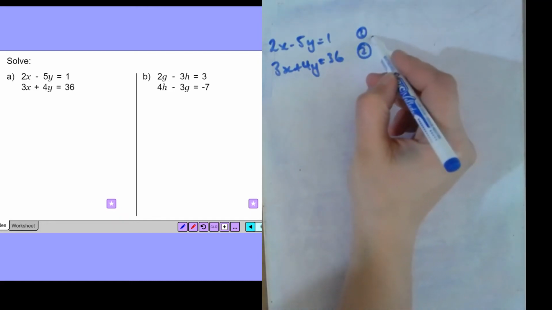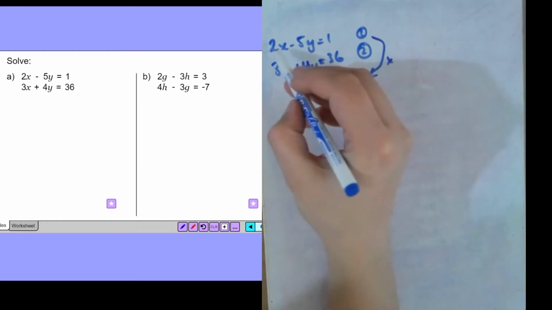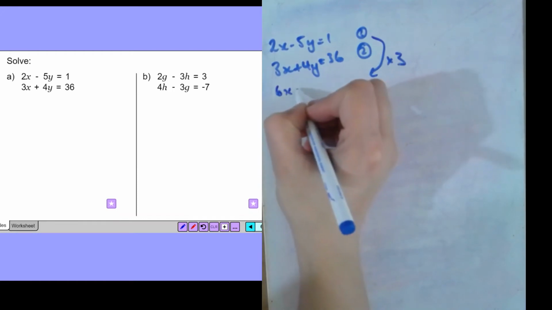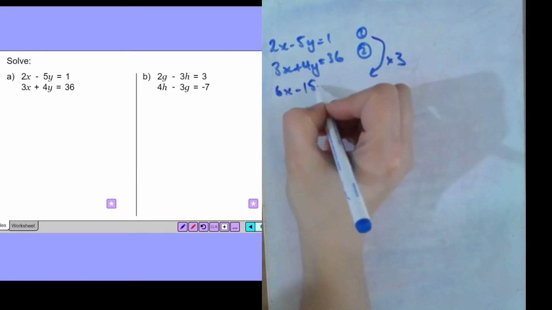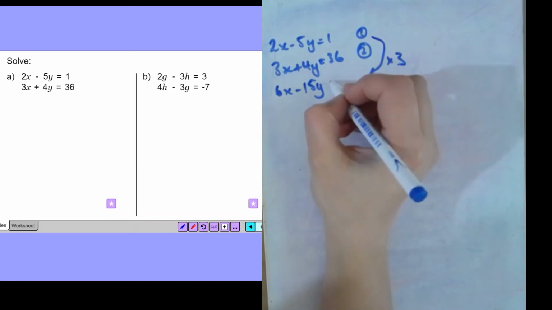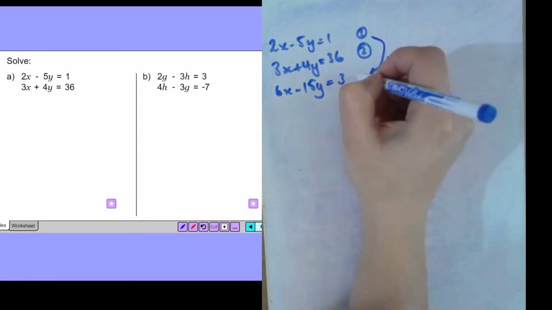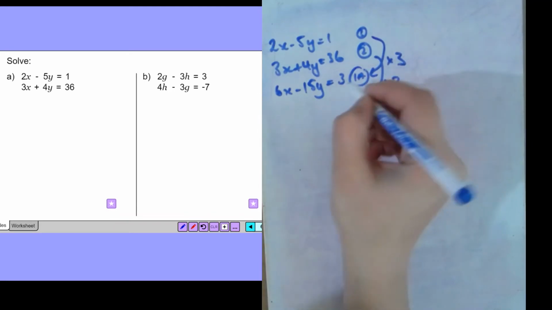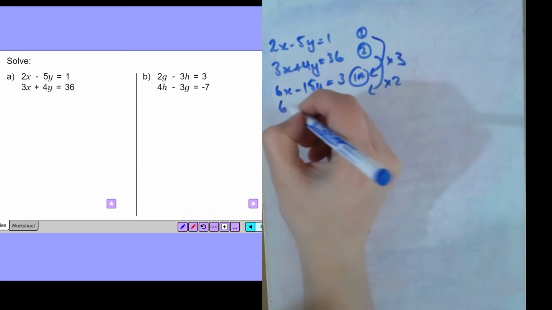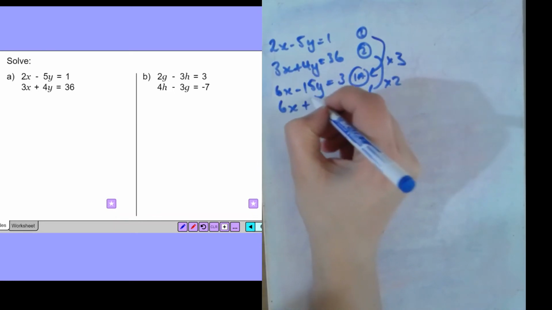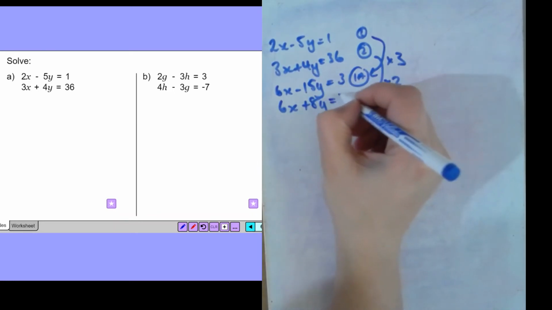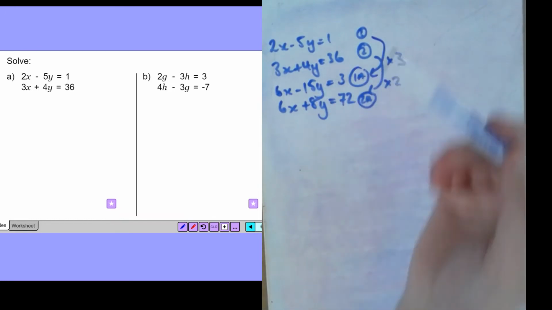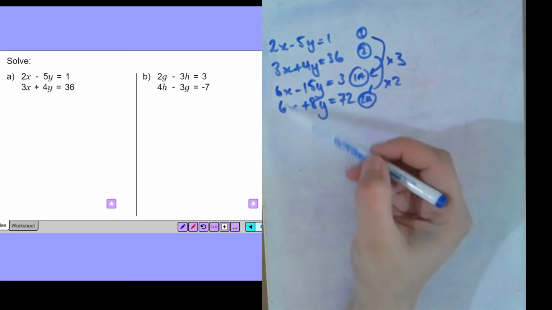So for this one, 2 needs to become 6, so I have to times it by 3. So I've got 6x. Then 5y times 3 is 15y, and then that equals 3. So this would be 1a. And then for this one, I'm going to times it by 2. So 3x times 2 is 6x, 4y times 2 is 8y, and then 36 times 2 is 72. This is my 2a.